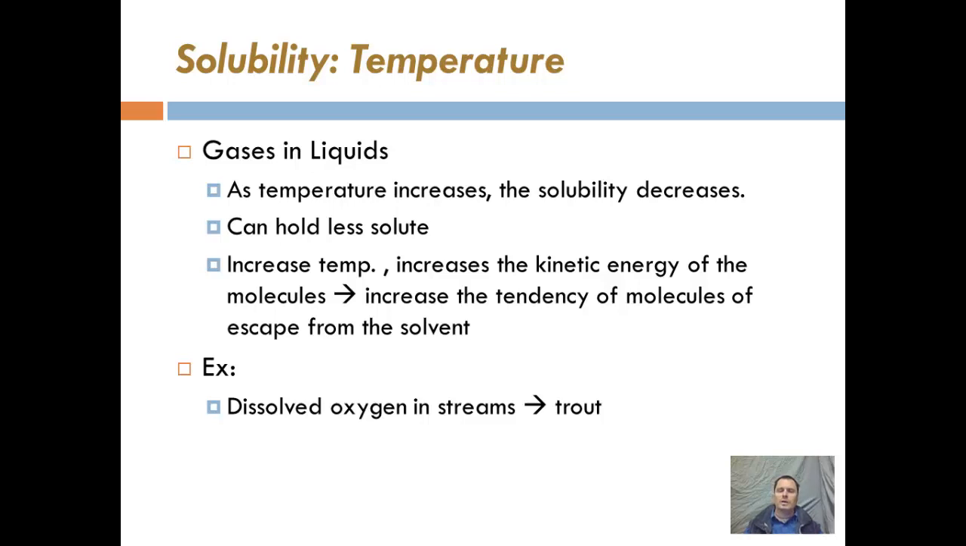When we look at rivers and streams, we notice around here that trout like cold water. Why is that? Well, it can hold a lot of dissolved oxygen. As our water decreases in volume, the temperature tends to go up. So late in the summer, our trout aren't really happy because the water temperature is getting a lot higher and we have less oxygen. So for gases in liquids, as temperature goes up, the solubility decreases.